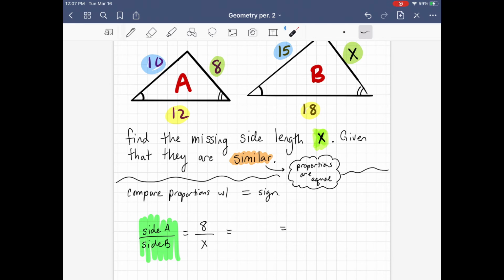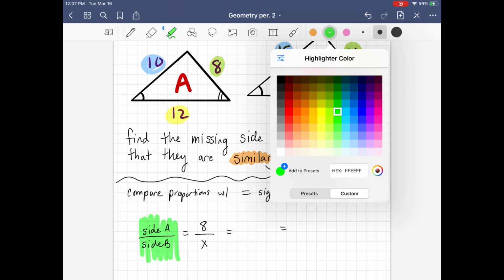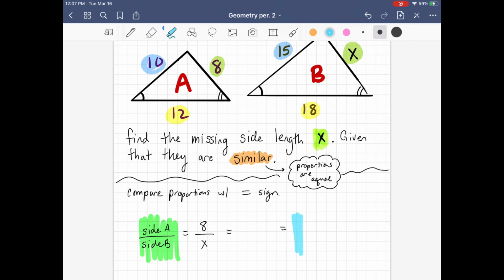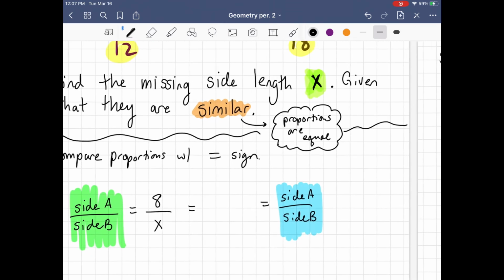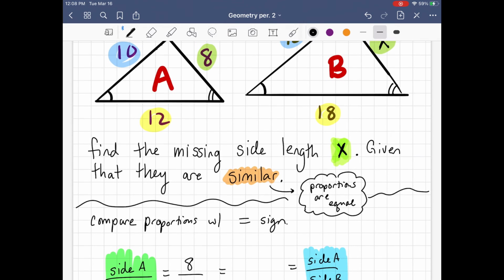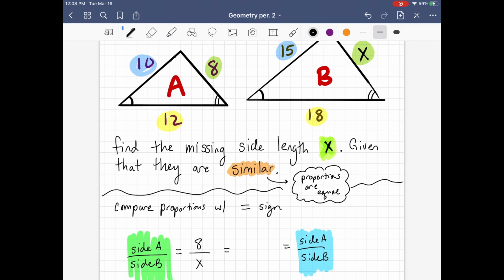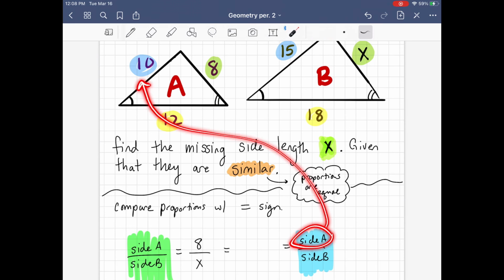And now we need to figure out a different side. We could use the 12 and the 18, or we could use the 15 and the 10. Yellow or blue, it doesn't matter as long as we're consistent with it. I'm going to go with blue, with the 10 and the 15. So we need the blue side of the A triangle, and then we also need it for the B triangle. And notice I have A on the top and B on the bottom for the green and the blue here. You want to be consistent. So the side of A is 10, the side of B is 15.